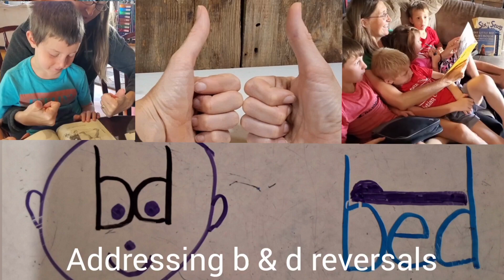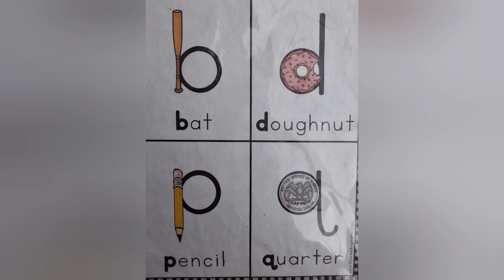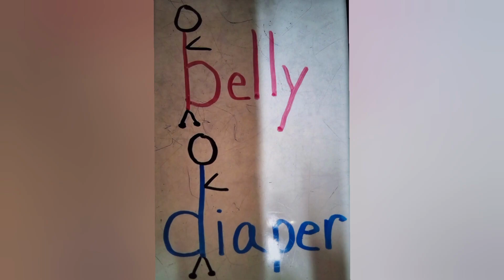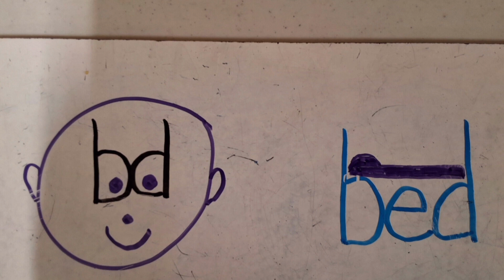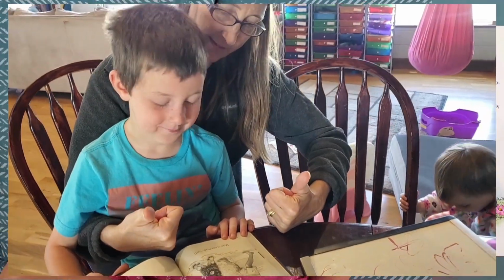Let's talk about ways to address B and D reversals. I'm going to introduce a lot of different techniques that we've tried over the years, and you can see which one is most helpful for your child. You might find introducing Mr. BDI helpful. You can also show the children how to make bed with your fist. This one's nice because the kids can't reverse them with the two hands coming together.